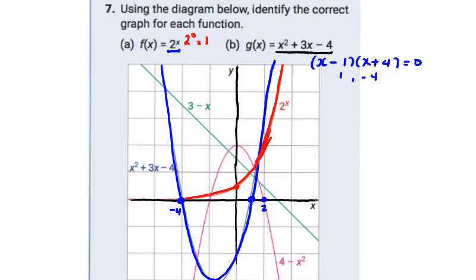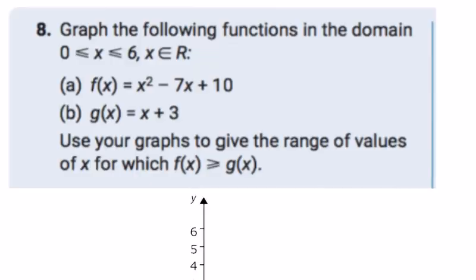So we also have a pink one. It's an inverted quadratic, or minus x squared. And we have the green line, which is a linear, kind of tricky enough to see. As to graph the following functions in the domain 0 to 6. So let's see what answers we get.